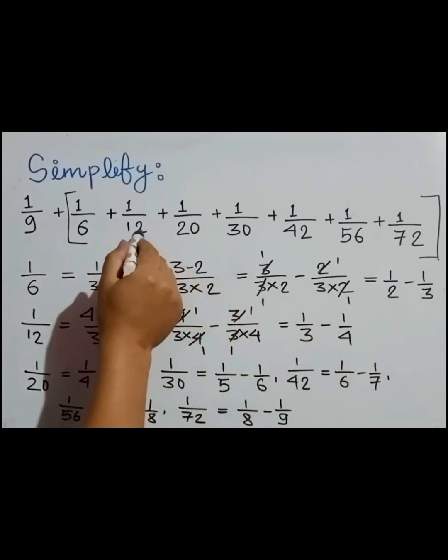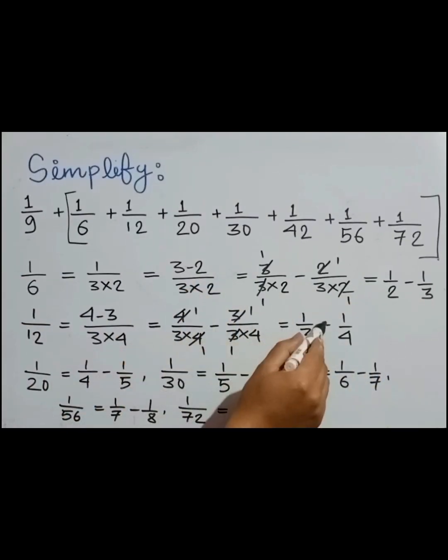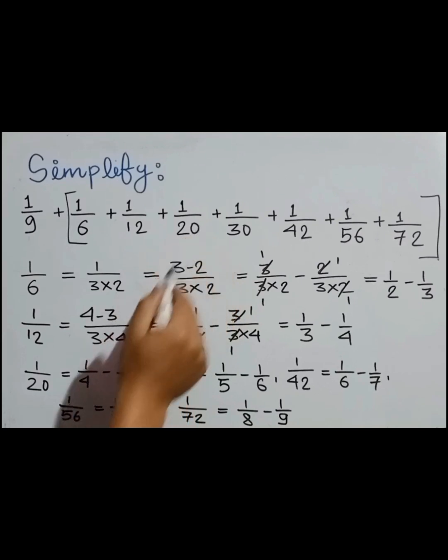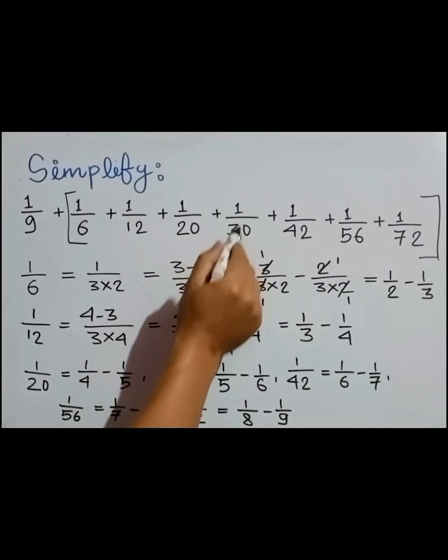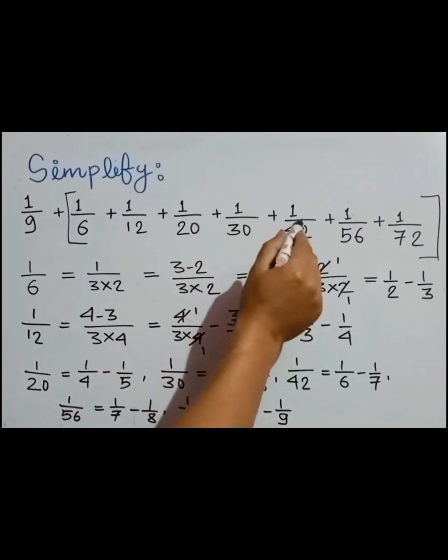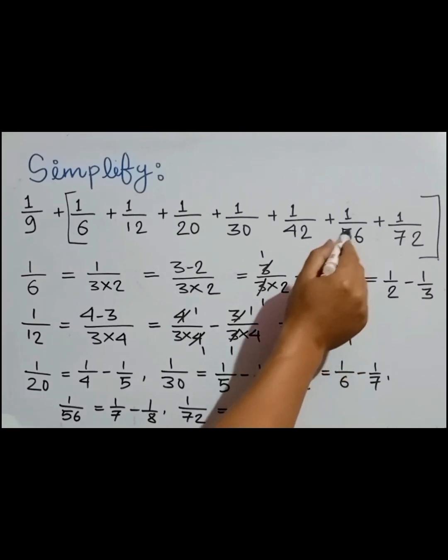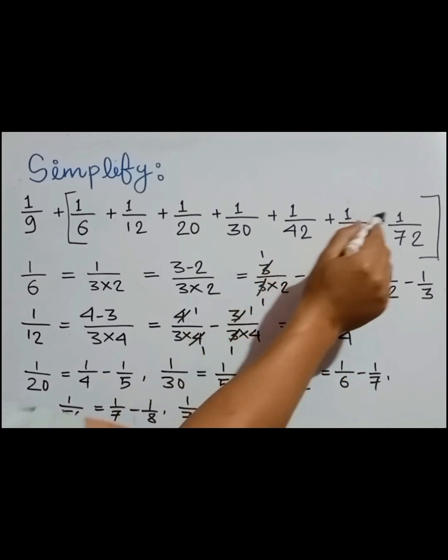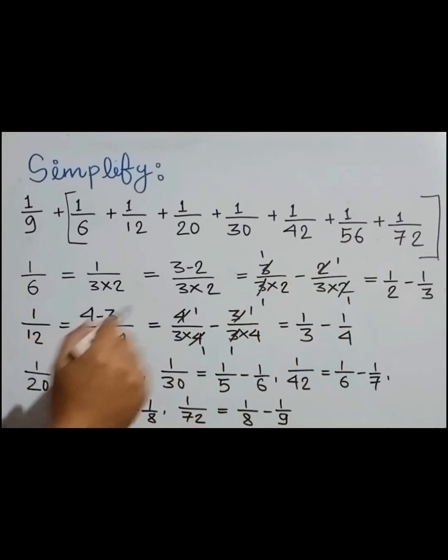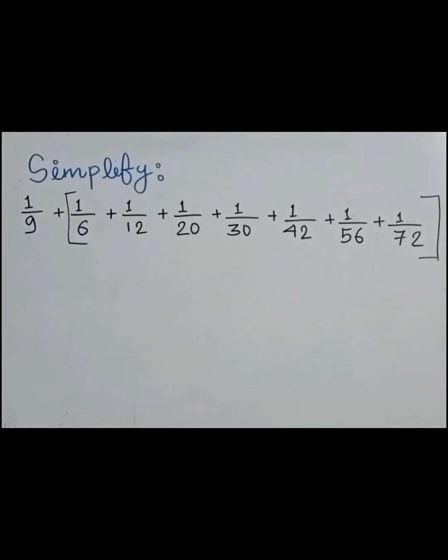So for 1 upon 6 we can write 1 upon 2 minus 1 upon 3. Similarly for 1 upon 12, 1 upon 3 minus 1 upon 4. For 1 upon 20 this. For 1 upon 30 this. For 1 upon 42 this. For 1 upon 56 this. And for 1 upon 72 this. Let us substitute these values.